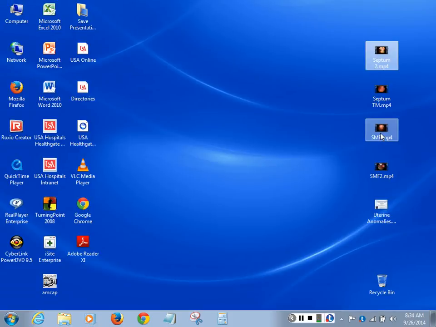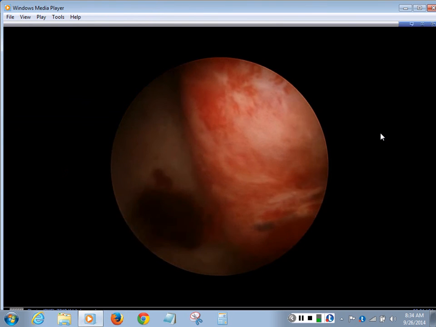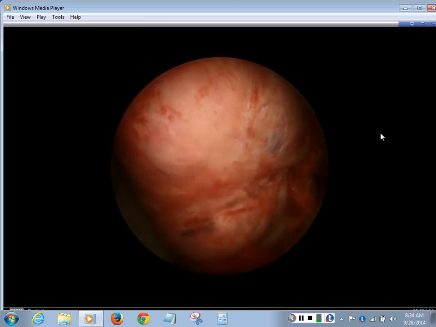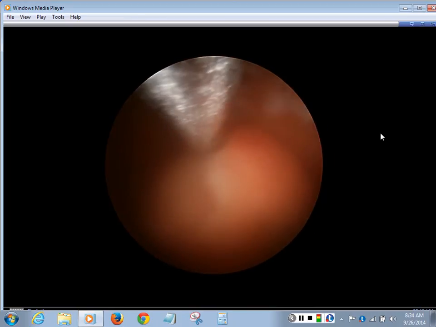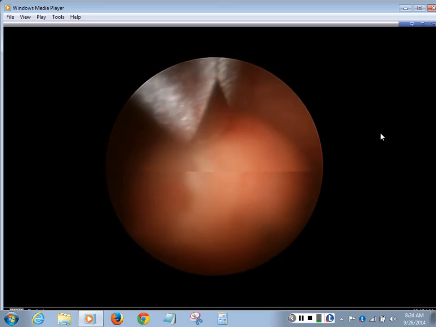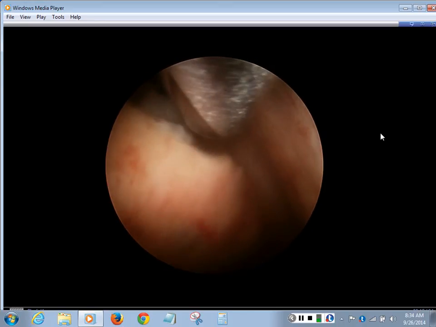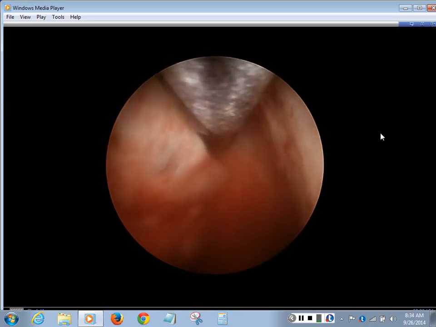This one, I think this one is a fibroid. Yeah, this was a fibroid. So this is a submucosal fibroid. This is the cornua. You've seen the cornua on this side. This is the fibroid that we pulled back. And then we are removing the fibroid. So this is a hysteroscopic removal of submucosal fibroid, or basically hysteroscopic myomectomy.